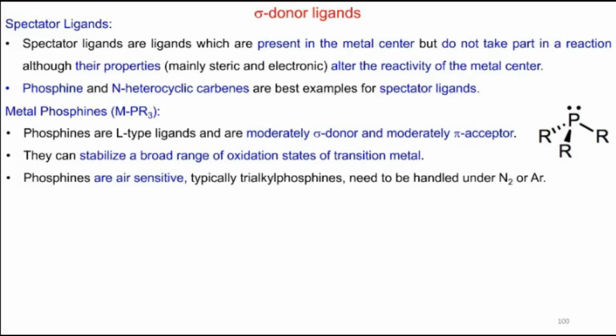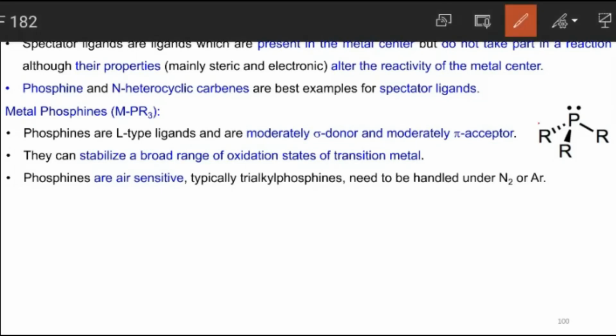The advantage of this ligand when compared to the other ligands is that, look here, you have three R groups: R1, R2, and R3. These R1, R2, R3 can be the same or different. You can put any electron withdrawing group or any electron releasing group, and that will alter the property.